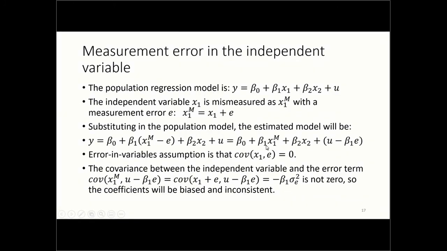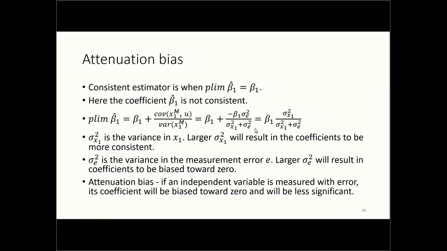So again, by just having this measurement error, we find that this independent variable is correlated with the error term. And therefore, this coefficient would be biased and inconsistent. That's really problematic. A consistent estimator would have the probability limit of beta 1 hat equal to beta 1. But here, beta 1 hat would not be consistent because the probability limit would be equal to beta 1 plus the covariance of the independent variable and the error term divided by the variance of x1m.